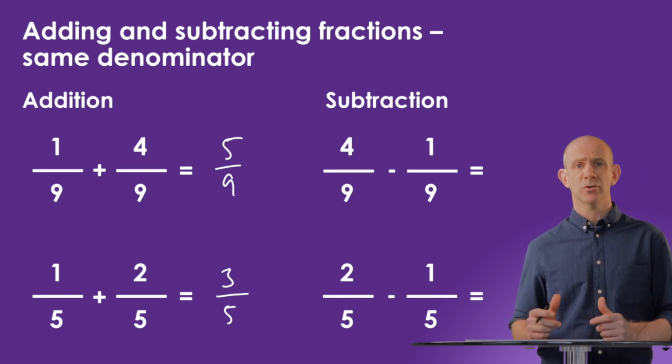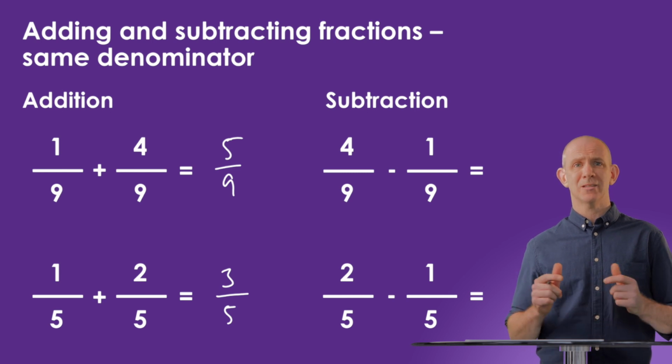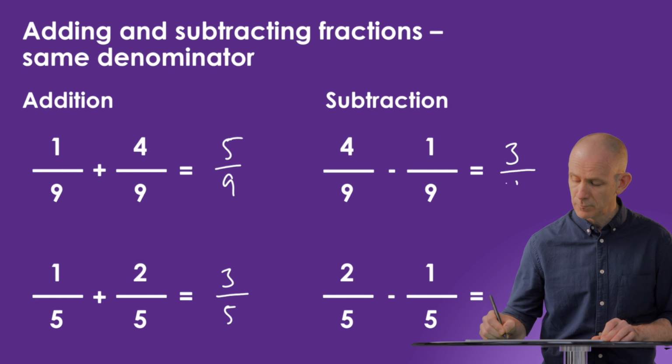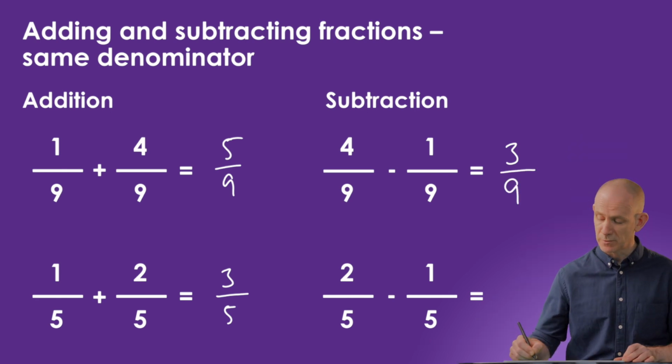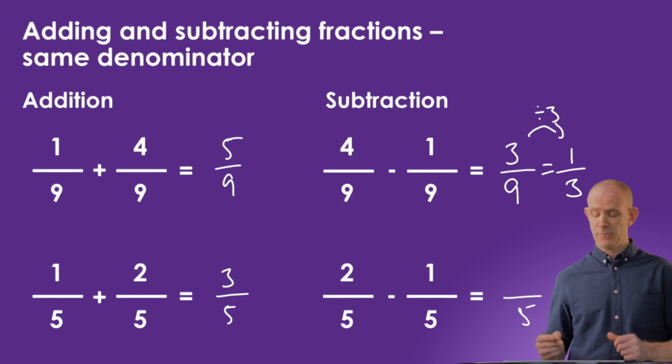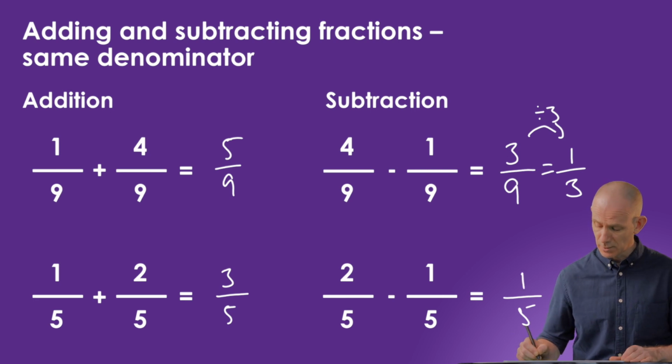If we move to subtraction, we've got 4 over 9 take away 1 over 9, which is 3 over 9, which we can then simplify by dividing both top and bottom by 3 to get 1 over 3 as an equivalent fraction. Next we have 2 over 5 take away 1 over 5. The denominator is the same, 5. 2 take away 1 gives us 1.